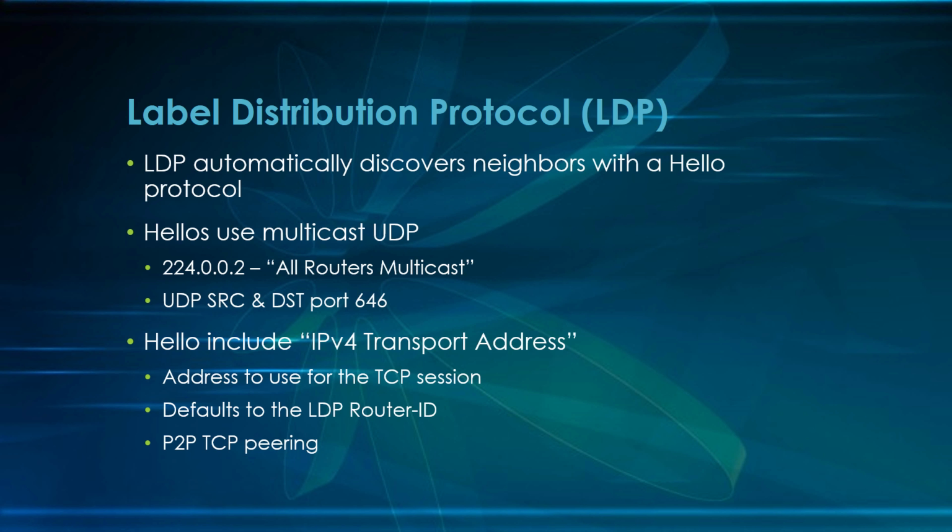What's actually really cool about this is LDP itself uses UDP port 646 to find, discover and form adjacencies with directly connected LDP speakers. It also uses TCP port 646 for actual label exchange. So once the routers find each other and learn about each other, they form an adjacency with each other, which you guys did see, and once it does that, it then exchanges label information through TCP.